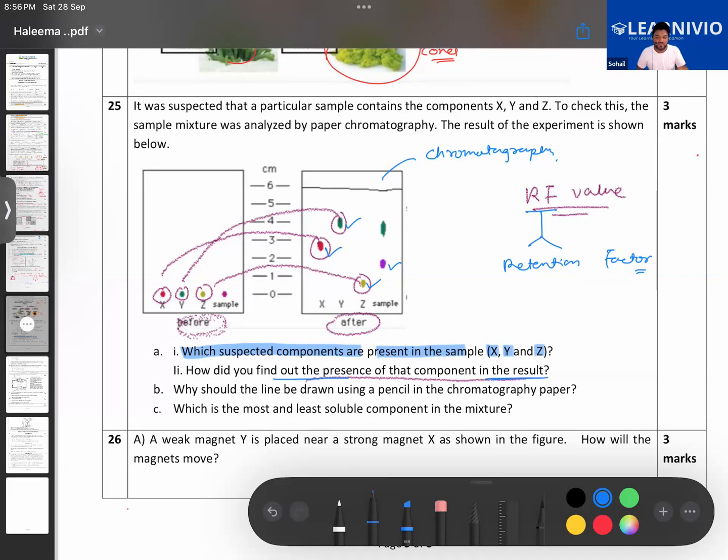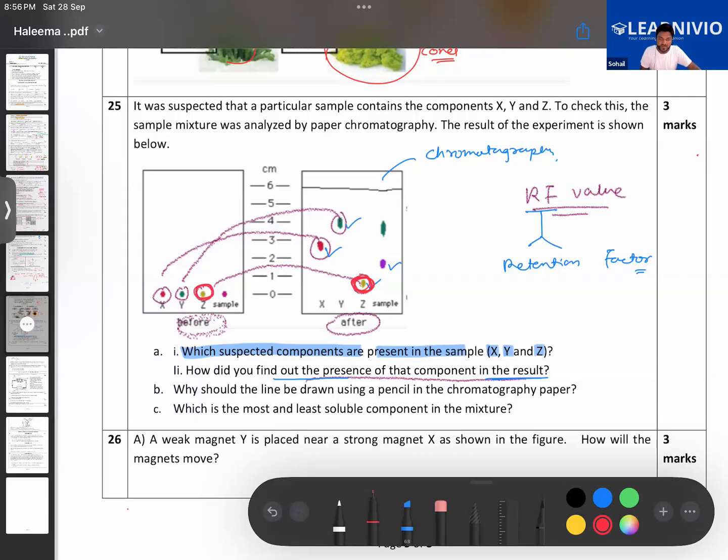For example, if a spot from this mixture aligns with the same retention factor value or position as one of the known components, that will indicate the presence of that component in the given sample. Getting my point? Plus, you can clearly see that. For example, look at the RF value of Z here, and look at the RF value of Z over here. Does it not match? It matches a little bit.